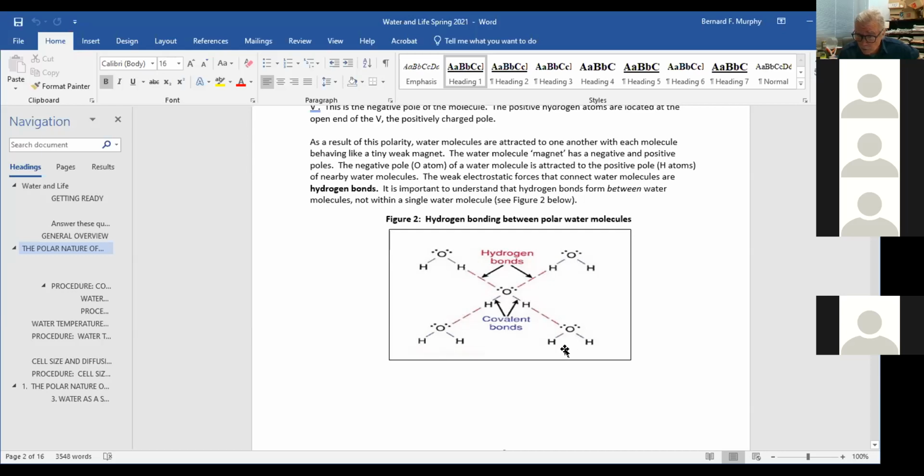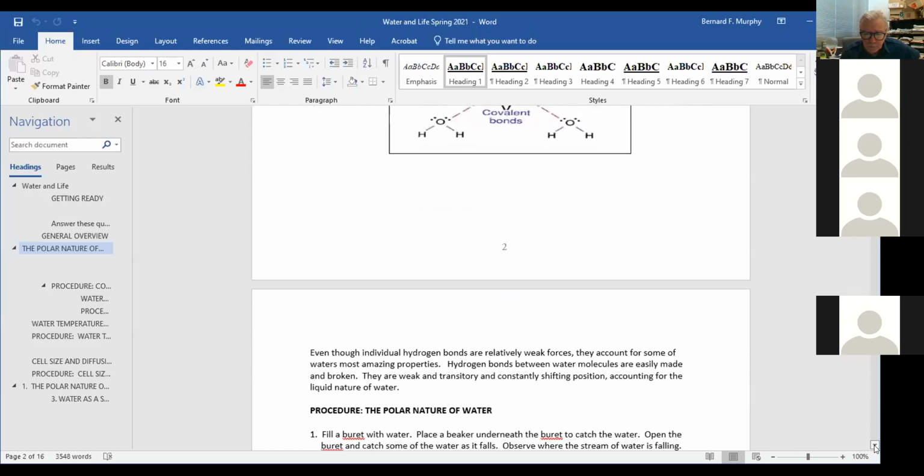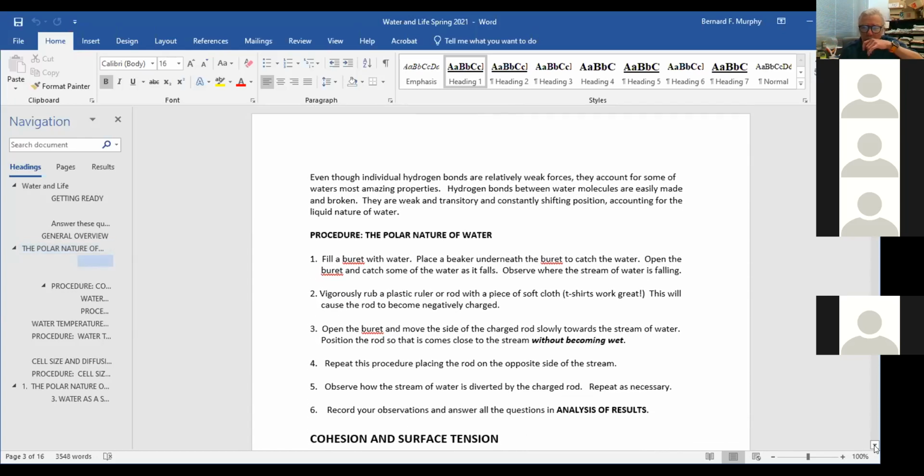It might affect several others. See how each water molecule makes several other hydrogen bonds with other water molecules. That makes it really cohesive. Okay, so like I said, even though individual hydrogen bonds are really weak, they account for most of water's most amazing properties.